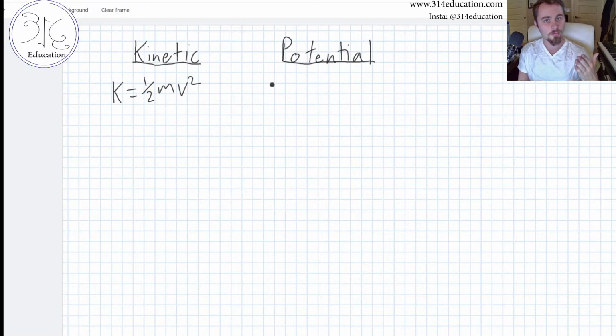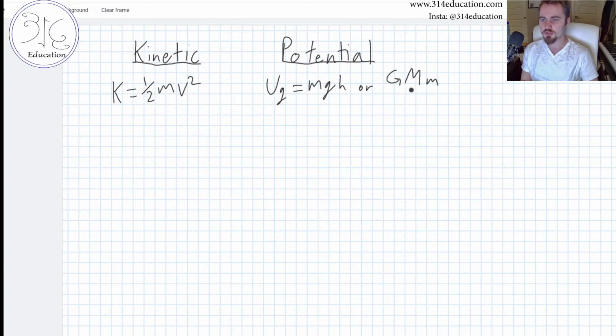The main types of potential energy we're going to concern ourselves with are the gravitational potential energy, which is mgh for almost all of our purposes. But in the larger case, we can also use the big G gravity for -GMm over r. Notice how it's r instead of r squared for potential. R squared would be the gravitational force.